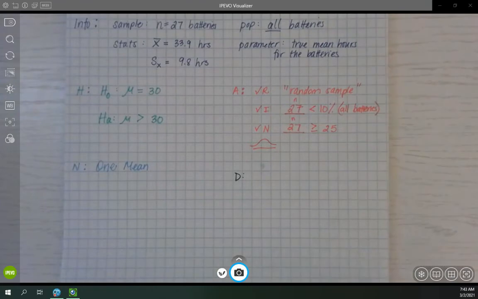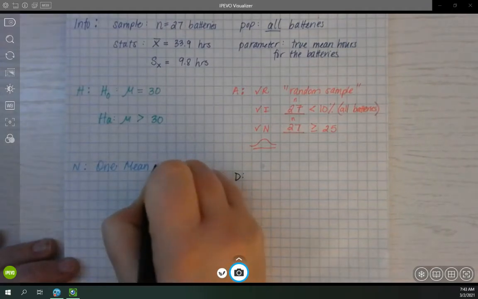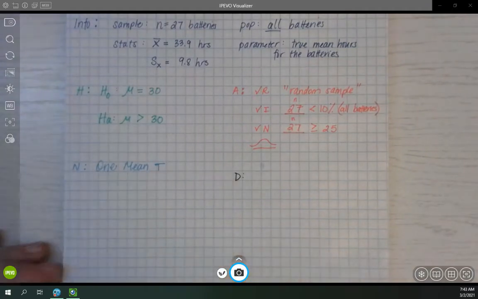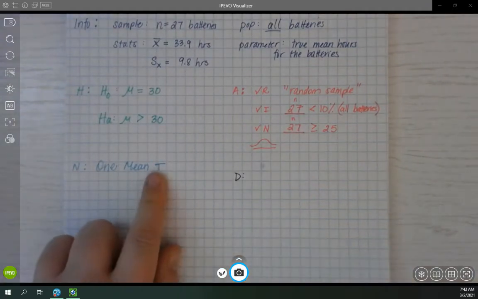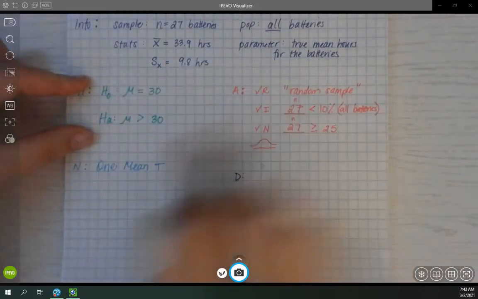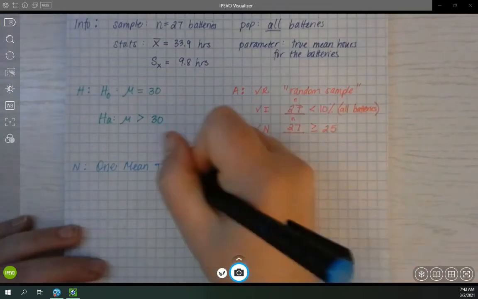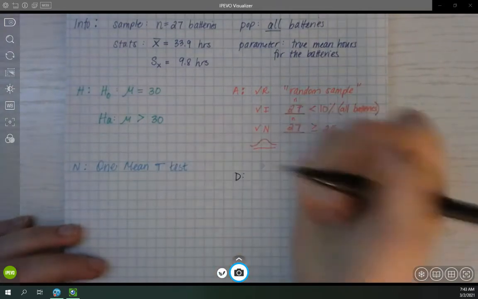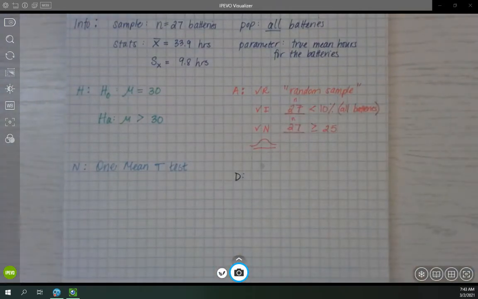Next up is, what letter is this? Is this a T-score or a Z-score? Well, T for tigers, because tigers are mean. Whenever we're doing means, we're doing a T value. And because we're going through the HAND, we are doing a test. So this is a one mean t-test.